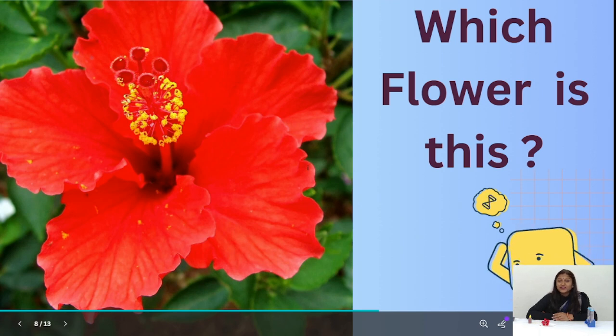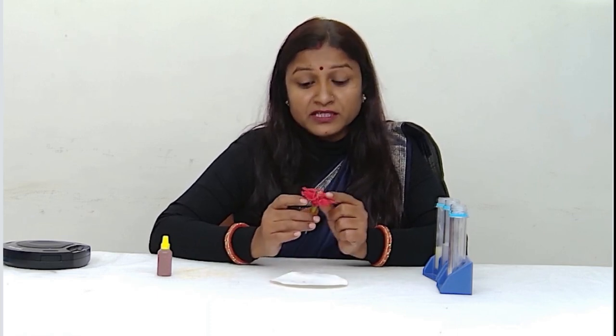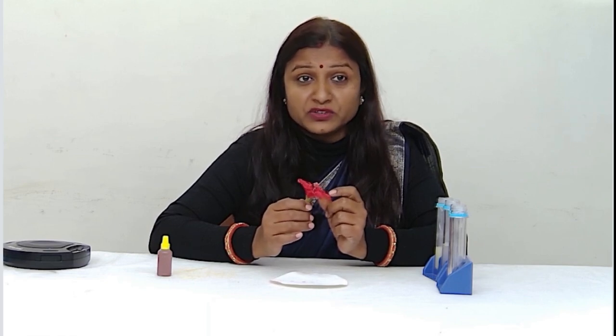Again, you are being confused about how it can be used as an indicator. So, we can do one more activity to show how China rose can be used as an indicator. See that this is China rose. You must have seen it in your kitchen garden or in any other garden. This is something very, very attractive.